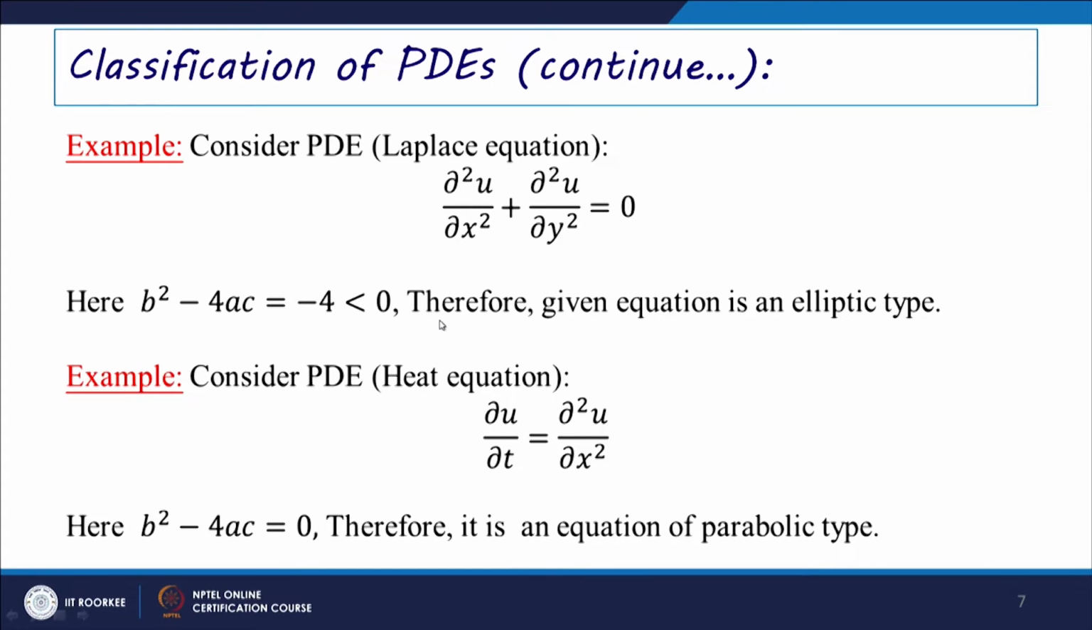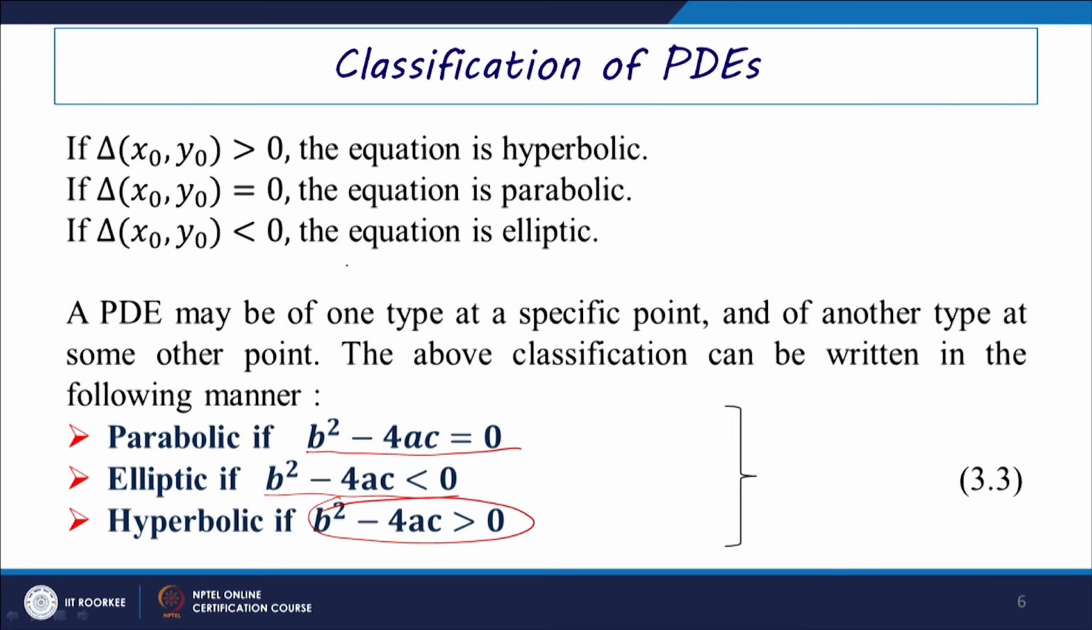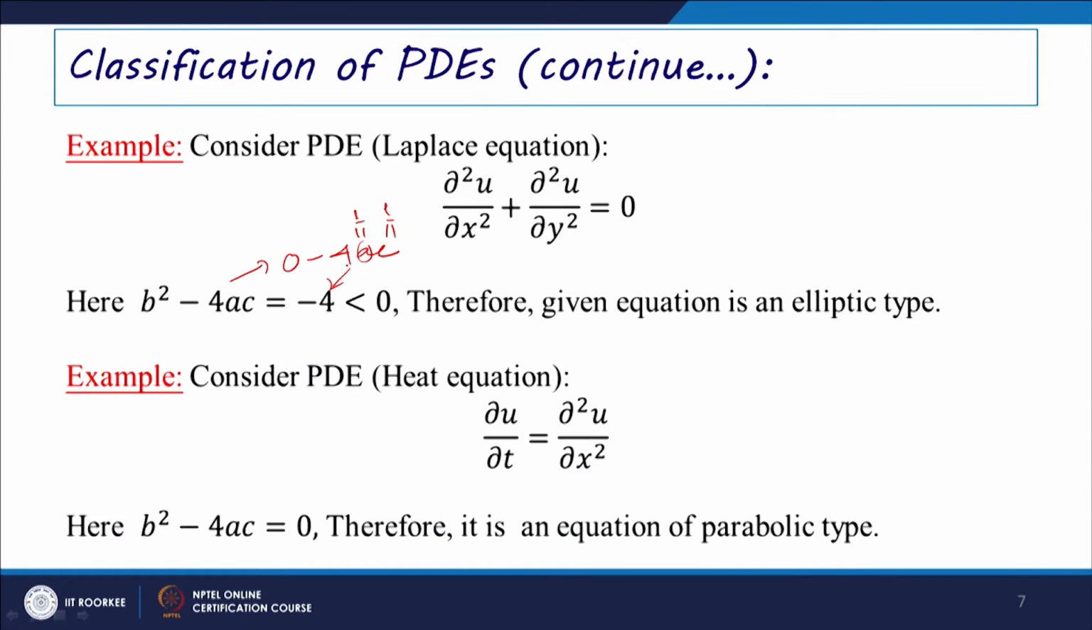So that's why this total value, that is B² − 4AC, is nothing but 0 − 4AC, since A equals 1 and C equals 1 here. So this total value comes as −4, and −4 is less than 0. If you see the previous slide, that means if B² − 4AC is less than 0, then the system is elliptic in nature. Therefore the equation is an elliptic equation here.